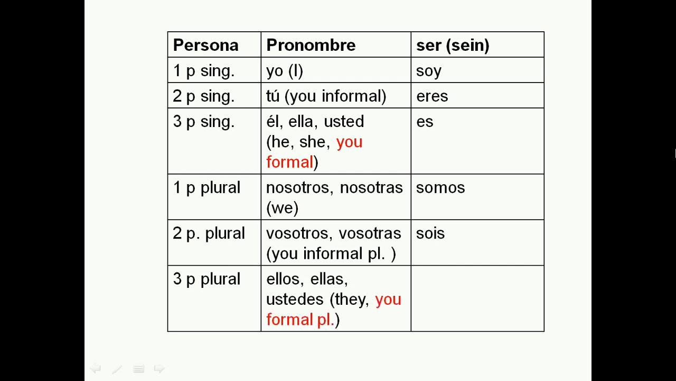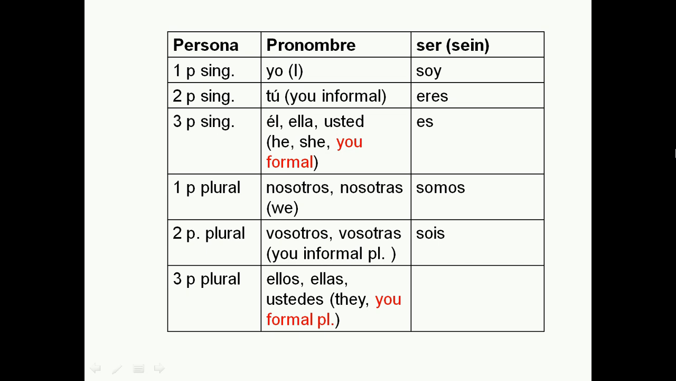In the third person plural, we have again three options. Ellos, for the plural masculine of people, animals, or things, or mixed masculine and feminine. Ellas, for the plural of feminine persons, animals, or things. And ustedes, to talk to people in the plural that we treat formally in Spain and formally and informally in Latin America.